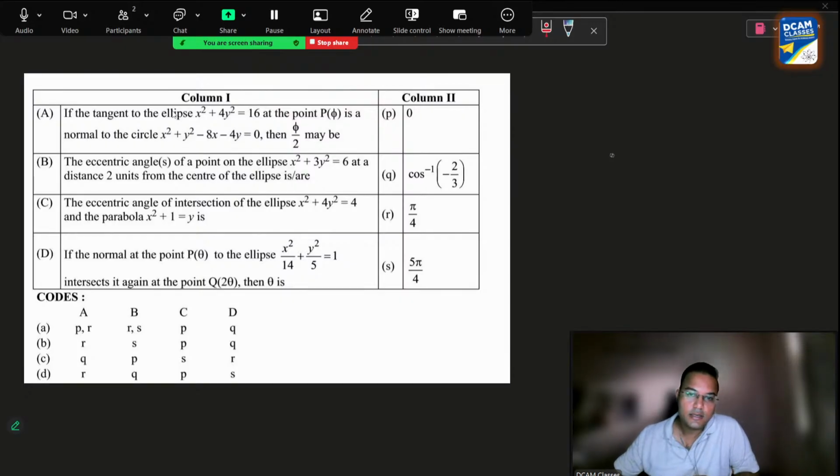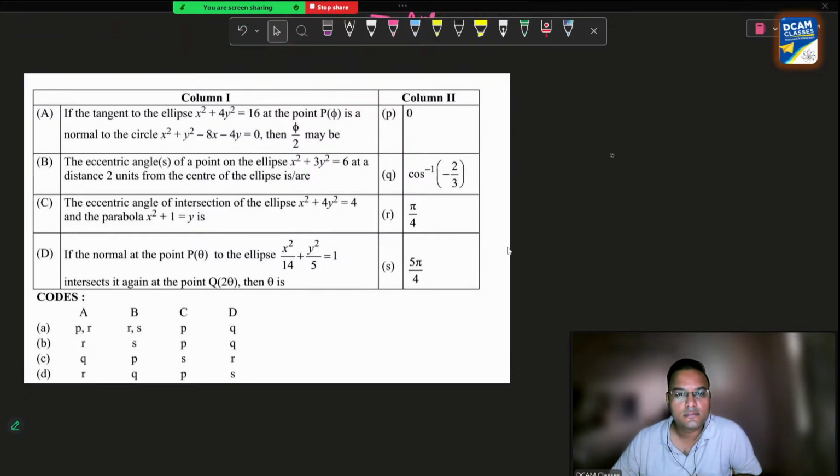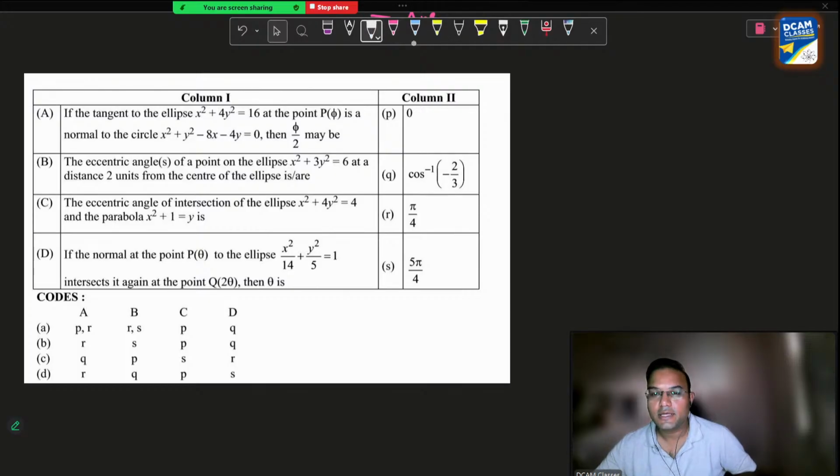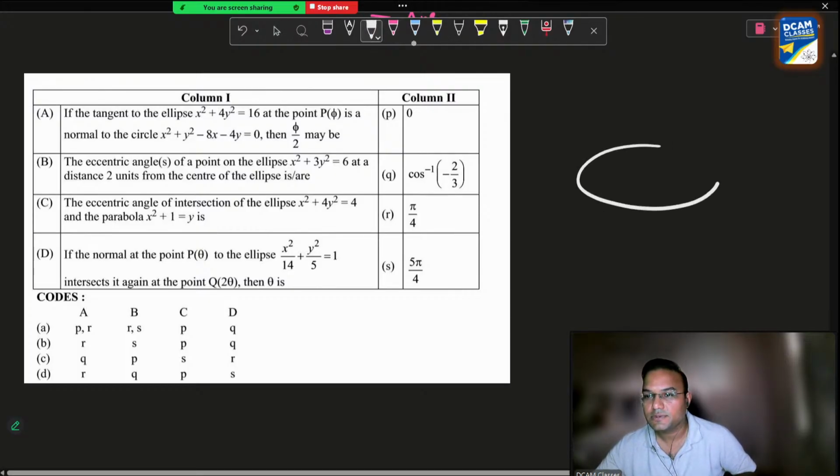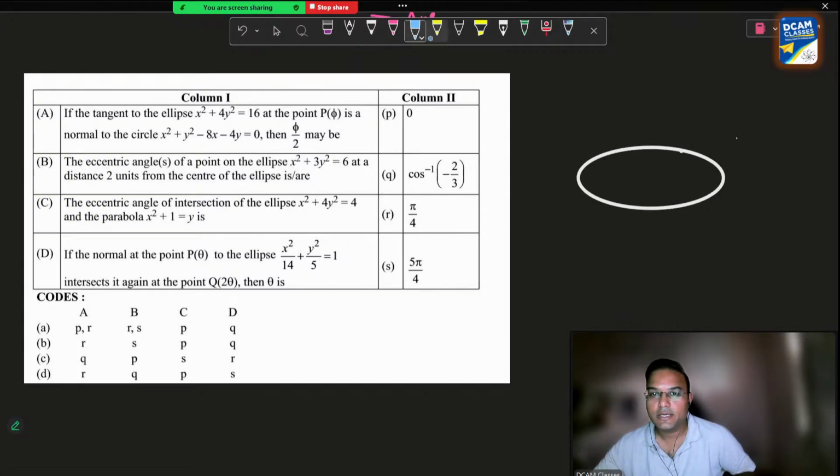I've not got any part. I'm just saying, how to solve B and C? The eccentric angles of a point on the ellipse that is just 2 units from the center of the ellipse. You assume a point. See, this is an ellipse. You assume a point, it's a cos theta, b sin theta, no?